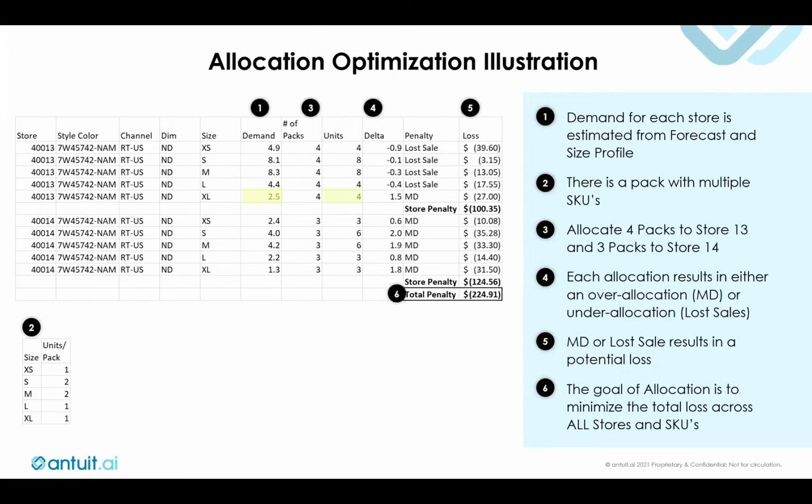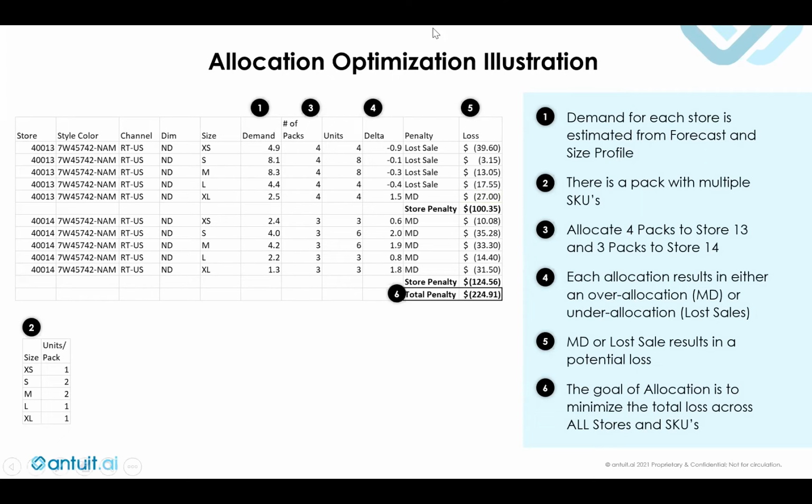On the flip side, the demand for extra large is 2.5 units, but I have allocated 4 units. So I have over allocated 1.5 units. So in this case, my penalty is not a lost sale, but excess markdown. And in this case, my markdown is 45%. And so on an initial price of $45, I'm going to incur a markdown penalty of $27.